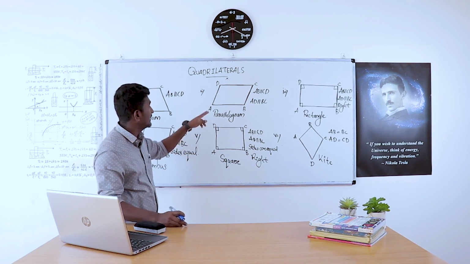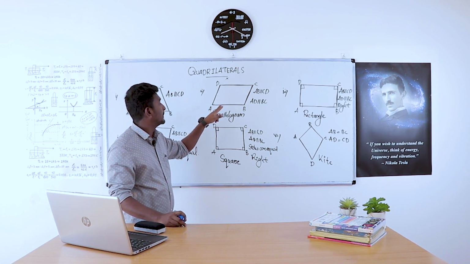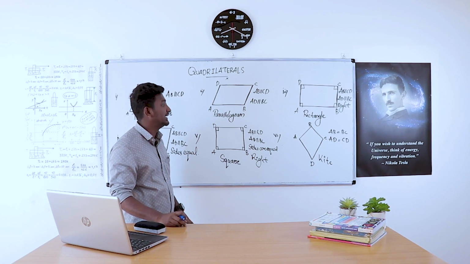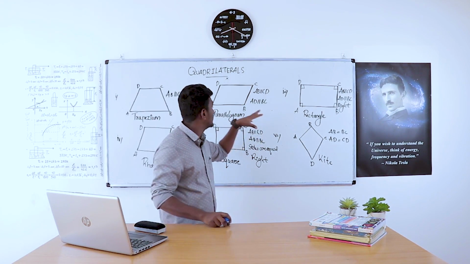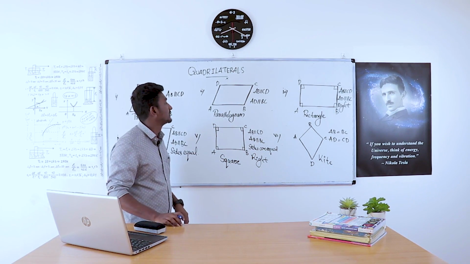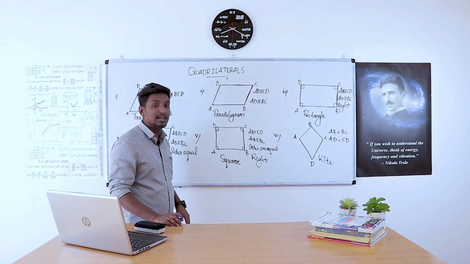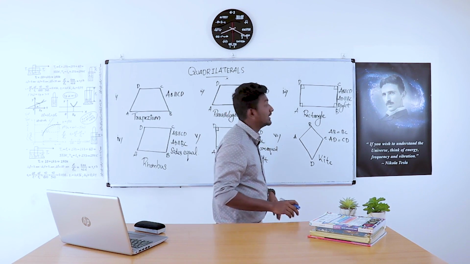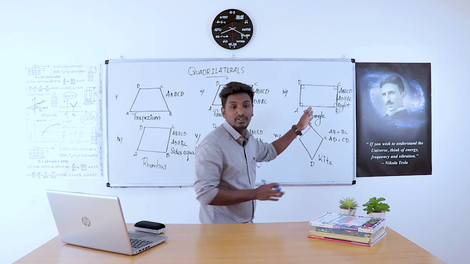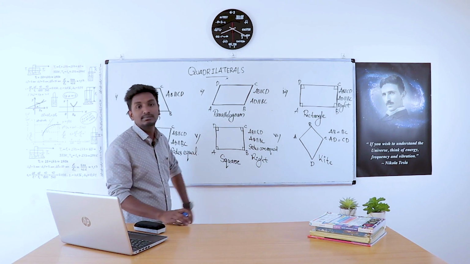Clear? In a parallelogram, if the angles become 90 degrees, then it will become a rectangle. That means a rectangle is a special case of a parallelogram. So when we consider a rectangle and all four sides of the rectangle are equal, then it becomes a square.